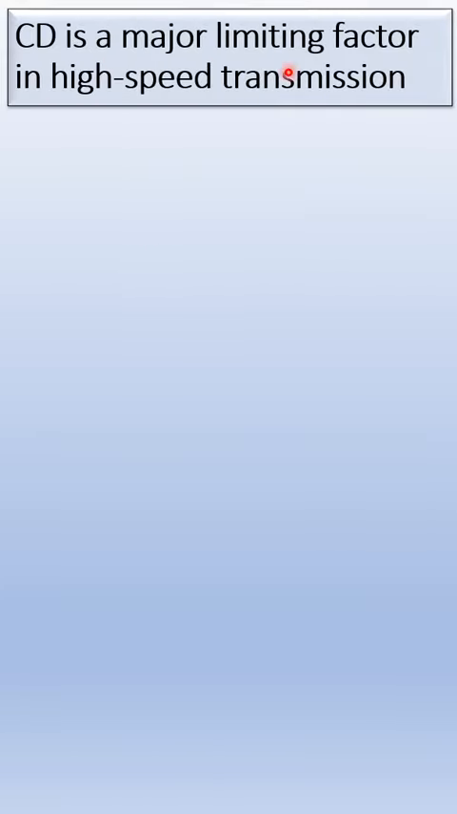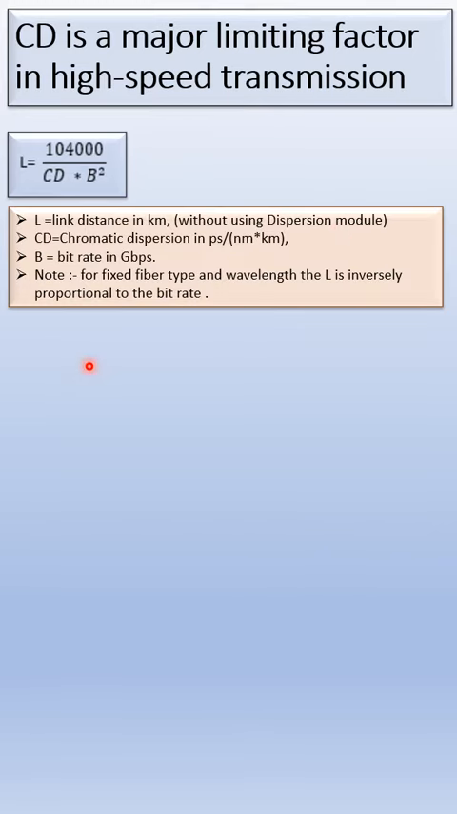Chromatic dispersion is a major limiting factor in high speed transmission. Okay, so let's understand this. We have a formula L is equal to 104,000 divided by CD into B square, where L is equal to link distance in kilometers, CD is equal to chromatic dispersion, B is equal to bit rate, and note for fixed fiber type and fixed wavelength, the L is inversely proportional to bit rate.